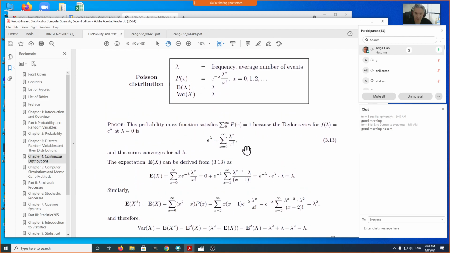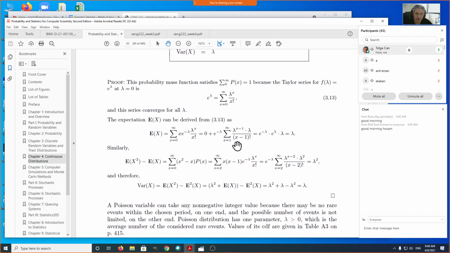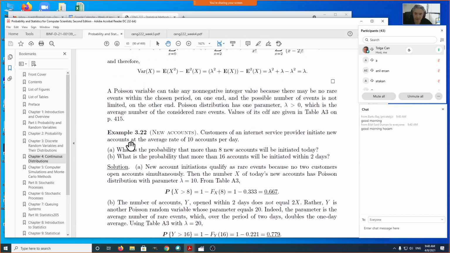Okay, so all these: how the summation from 0 to infinity gives us lambda, and how the expected value of x squared, this one gives the variance. Actually, yeah, this one gives us the variance. Okay, so here is example 3.22.